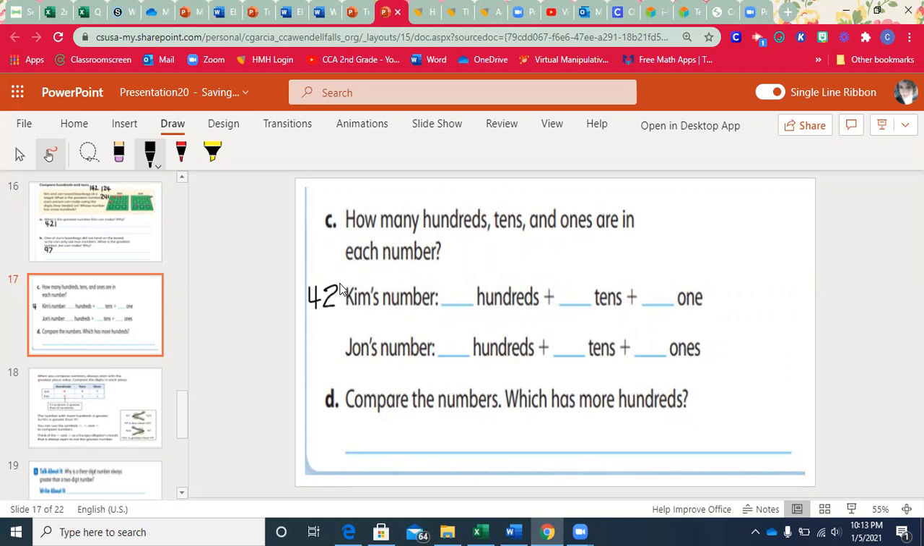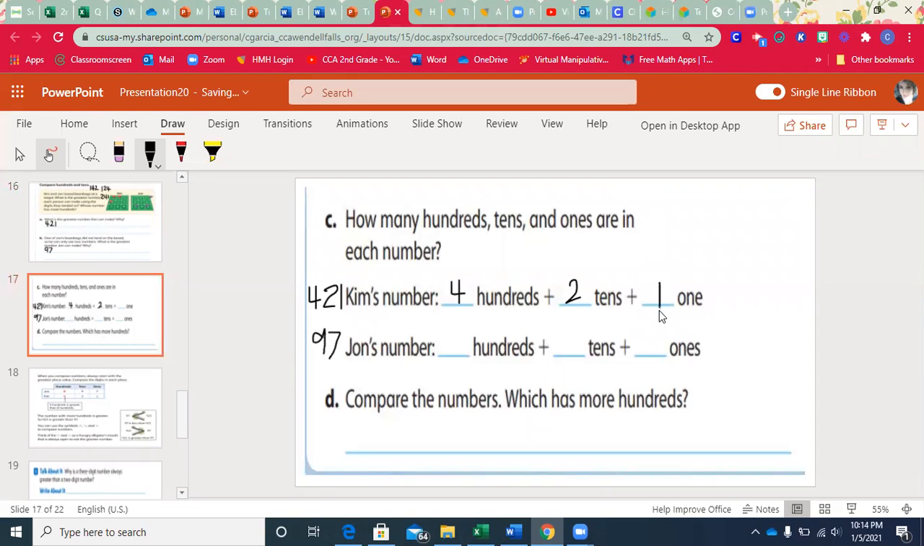John's number was 97. So how many hundreds are in the number 421? 4. Please make sure you're not writing the values. You would not put 400 hundreds. There are not 400 hundreds in the number 421. How many tens? Well, that's a 2. There are 2 tens.